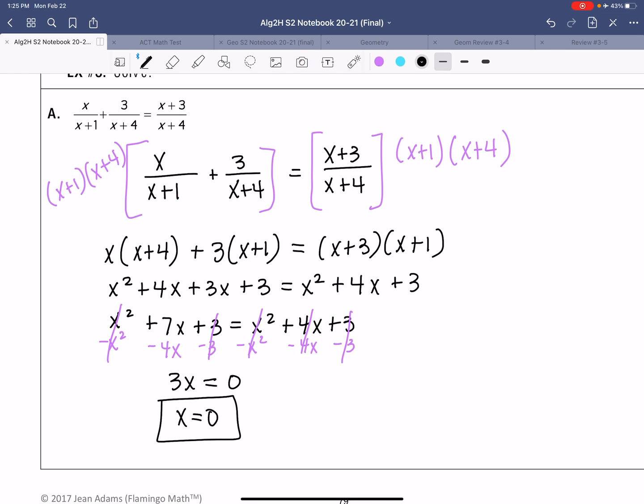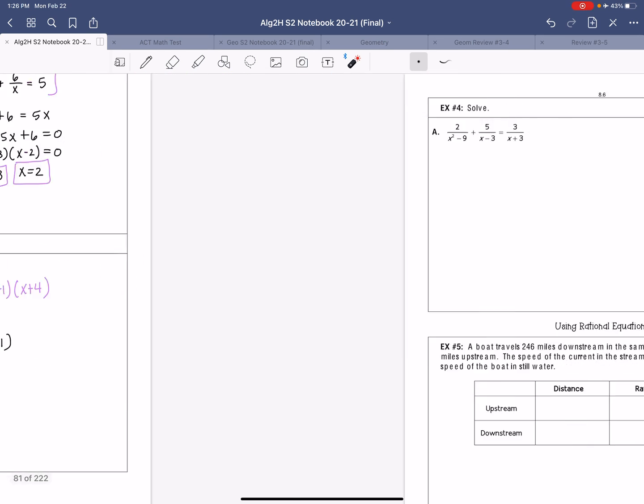Let's double check and confirm that this works. So this guy couldn't be -1 and it couldn't be -4, so we should be good to go. But if we want to go on, we can do more. So I'd get 0 divided by 1 is 0, plus here I'm going to get 3/4, and over here I'd get 3/4. So it works. All right, let's go to our next page.